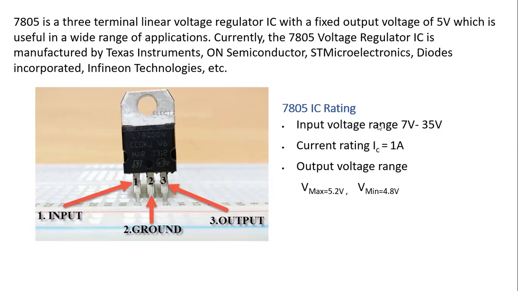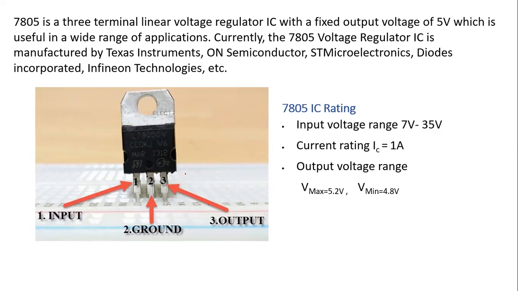IC 7805 is like this. This is one of the most commonly used voltage regulators. It's a 3-terminal device. If you look at this side, the left extreme is taken as pin number 1, the middle one is pin number 2, and the rightmost is called pin number 3.